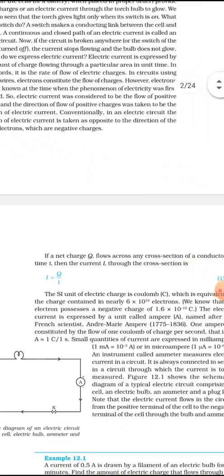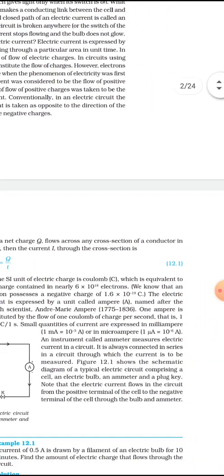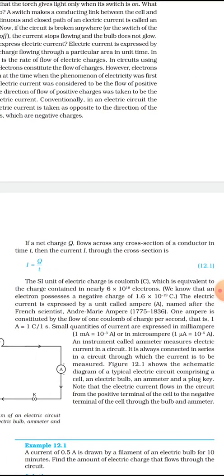Now, if a net charge q flows through any cross section of a conductor in time t, then the current I through the cross section is produced. Current is equal to charge by time. So I is equal to q by t, and this is our first formula for the electricity chapter.